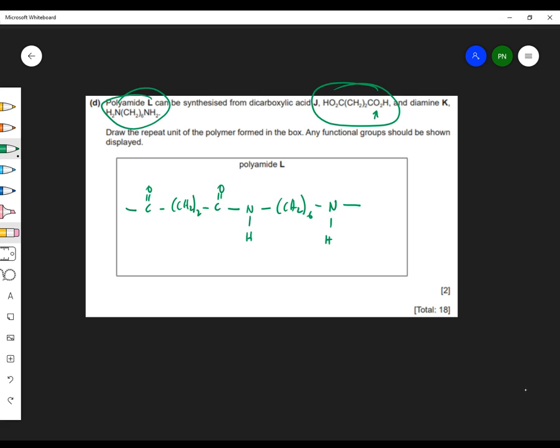But is this the repeat unit? I think it is actually. Now, if you can imagine cutting this and pasting it here, copying this, and putting it there, it would generate the molecule, wouldn't it? So you've got to be so careful where you cut this off, but this is one repeat unit. Anyway, that's 18 marks. Let me post this now.